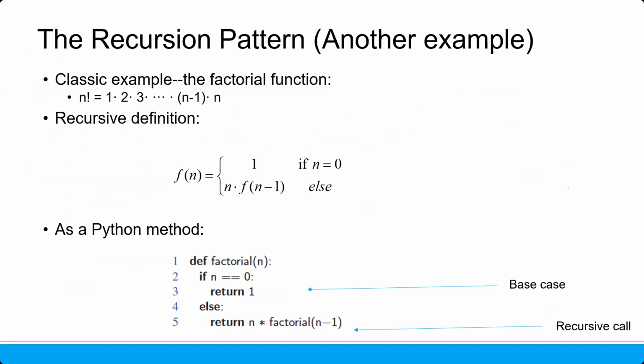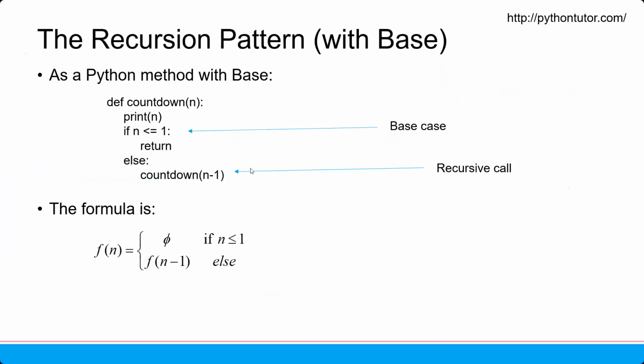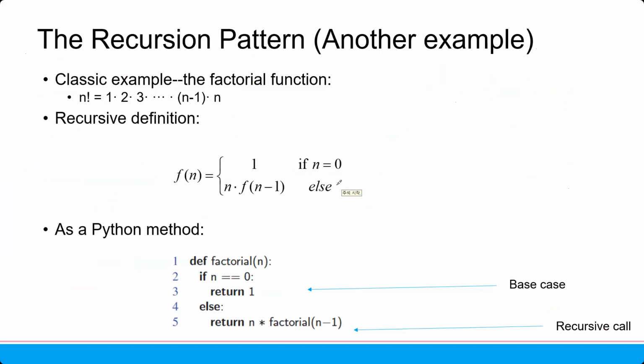Now, let's look at another example. This is a factorial function. You know factorial? If we have 3 factorial, it means 3 multiplied by 2 multiplied by 1. So we can make this similar to this countdown, but now we have a function to multiply. Okay. So the recursive definition is like this.